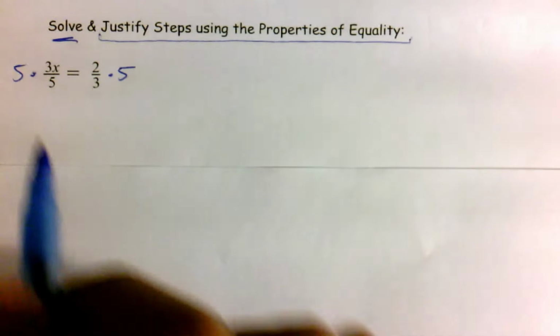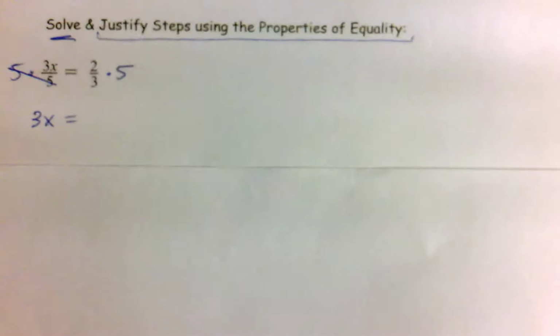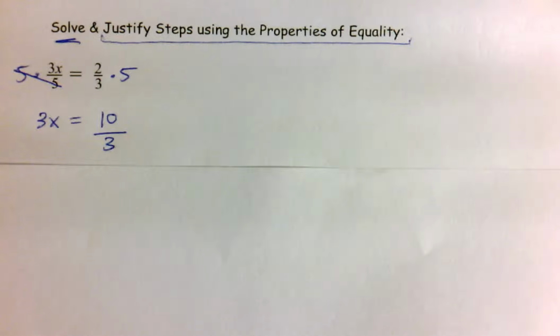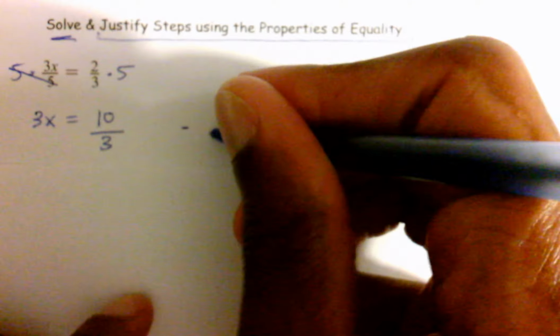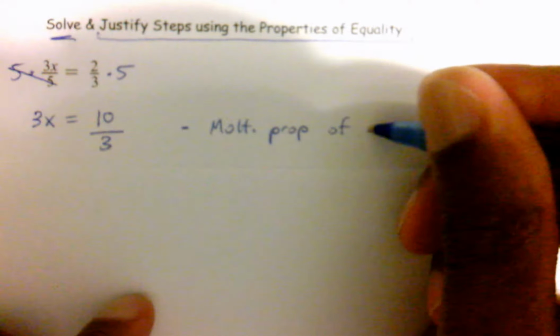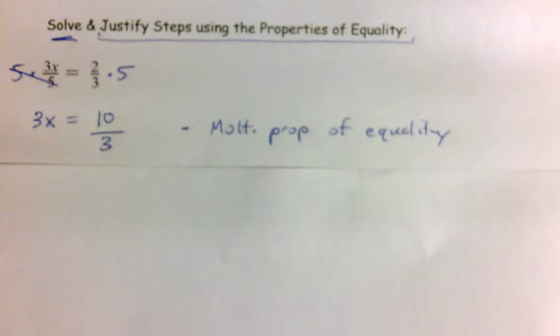Okay, 5 and 5 cancel on the left. And then what I'm left with is 3x on the left, and that's equal to 2 times 5 over 3 on the right, which is 10 over 3. Okay, and my justification is multiplication property of equality. And we got that right from the list. So that is what allows me to make that statement.